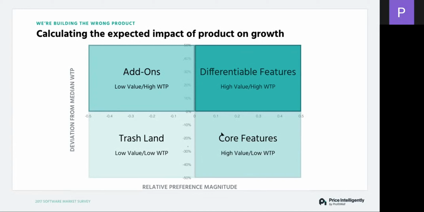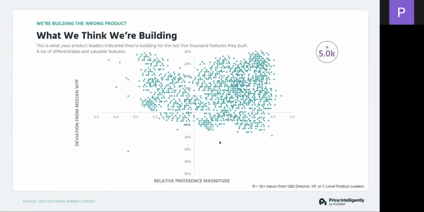So we went out to about 1,300 product leaders, and we asked them, for your last N features, where would you put them in these 4 boxes? And this is what they said for just under 5,000 features. So there's a lot of confidence. Obviously, they're building these features, so there is a lot of confidence. There's some insecurity down here, of course, as well.